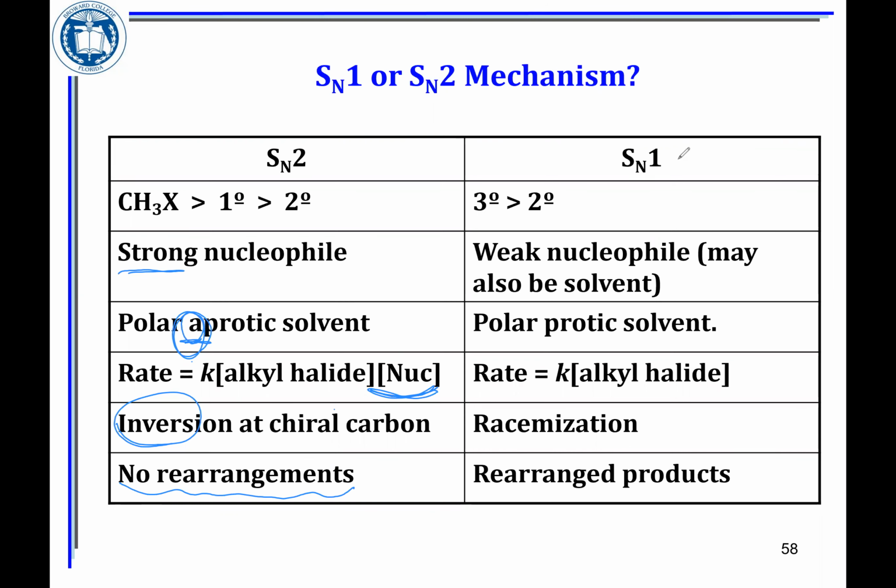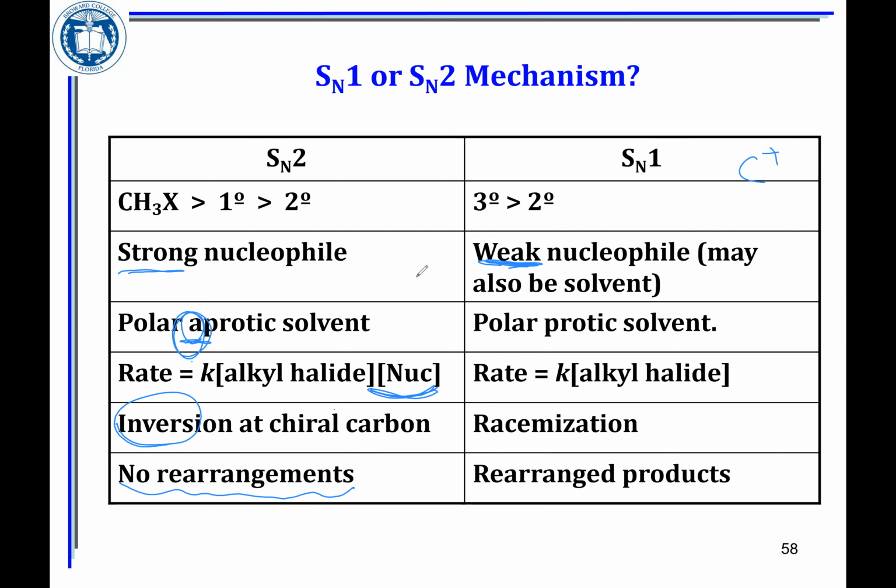If it's SN1, you do have an intermediate, and intermediate is a carbocation. So tertiary carbocation is more stable than a secondary, secondary more stable than primary and methyl. Primary and methyl would not go through SN1 because primary carbocation and methyl carbocation, they are very unstable. They don't form. For SN1, you don't need a strong nucleophile, so weak nucleophile is good.